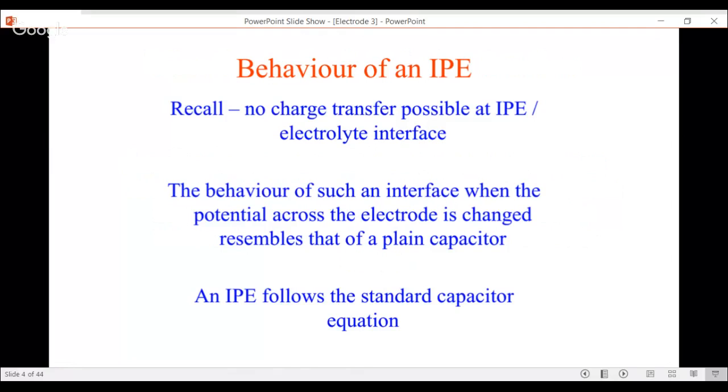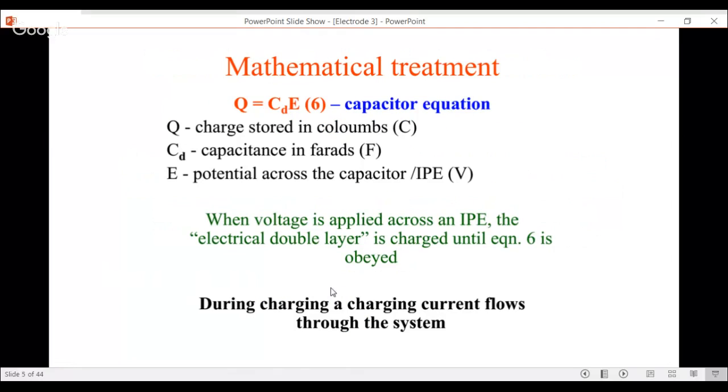Behavior of an ideally polarized electrode: no charge transfer is possible at an ideally polarized electrode. The behavior of such an interface when the potential across the electrode is changed resembles that of a plain capacitor. An ideally polarized electrode follows the standard capacitor equation, Q is equal to C into E. Q is the charge stored in the capacitor in coulombs, C is the capacitance in farads, and E is the potential across the capacitor.